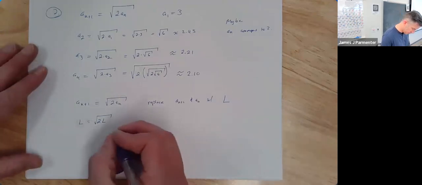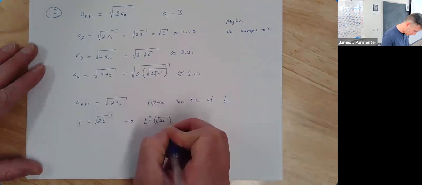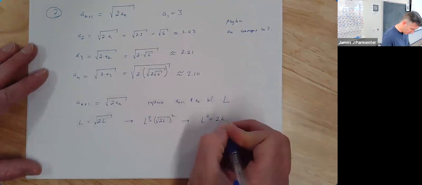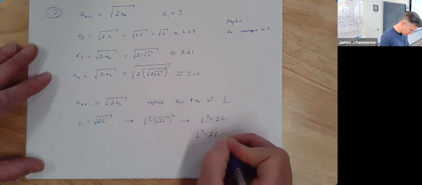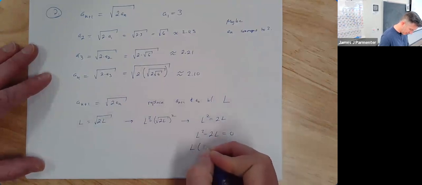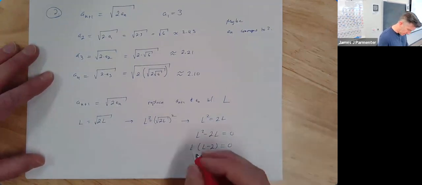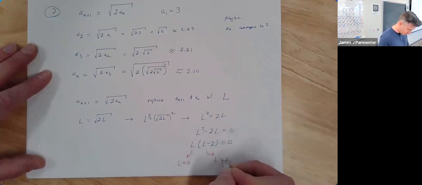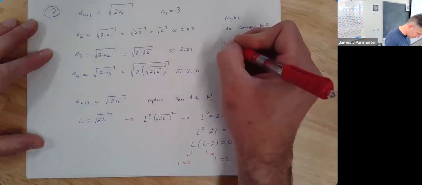I'm going to square both sides. L squared equals the square root of 2L squared. So I end up with L squared equals 2L. Bringing everything to the left, L squared minus 2L equals 0. Factoring out L, I get L times (L minus 2) equals 0. So there's 2 possible solutions. Either L equals 0 or L equals 2. It doesn't look like 0 is the answer here. It looks like 2 is the answer here. The sequence does converge to 2.